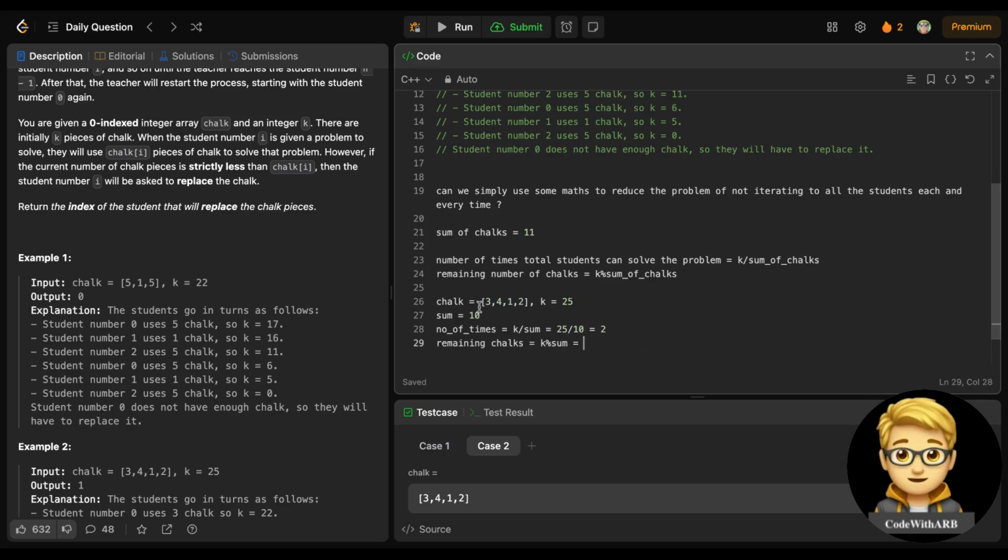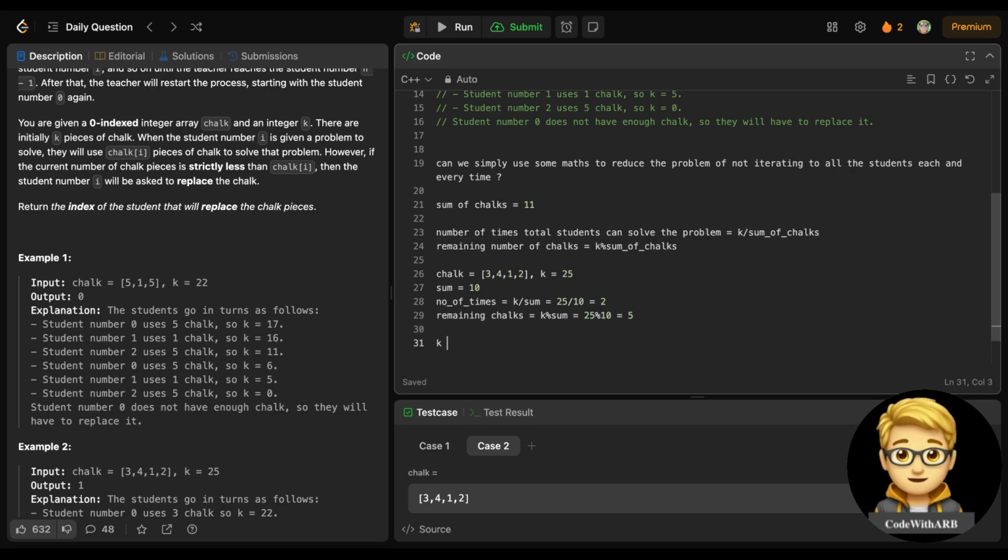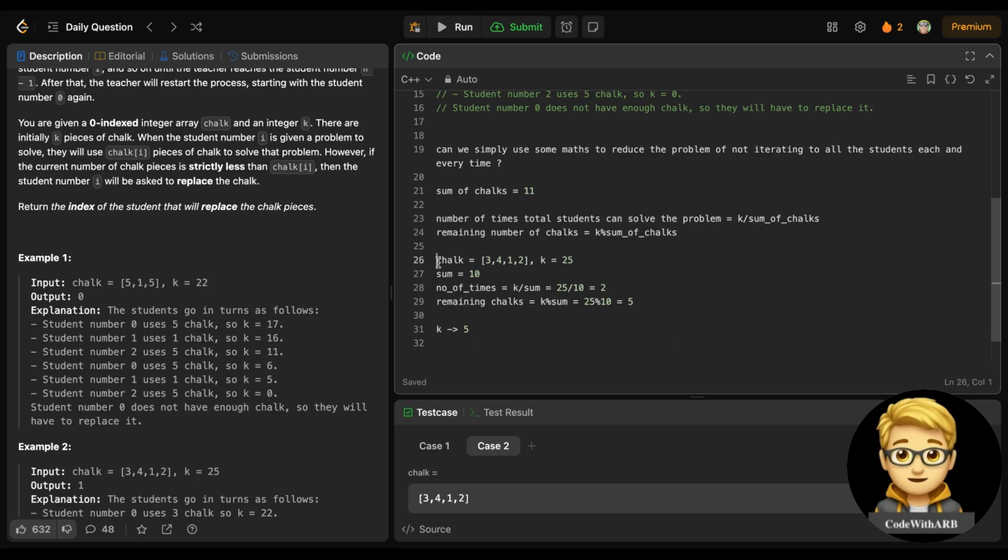After iterating twice, 3 4 1 2, again 3 4 1 2, how many chalks will remain? 5 remain. How is this calculated? 25 modulus 10, which is 5. So 5 chalks will remain after the two whole iterations. It means I just need to focus on 5. Now k becomes 5.